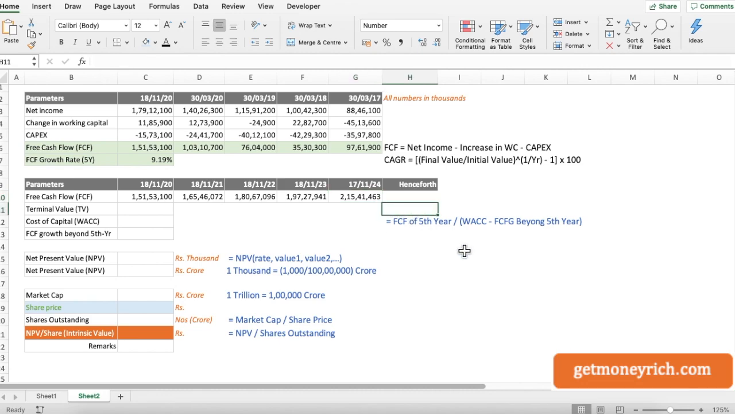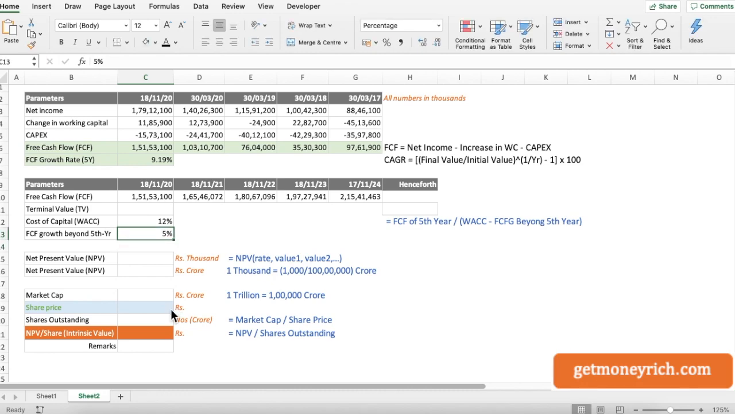There is a formula. This is the formula you have to use. But before we use this formula, we need these two numbers. This is the weighted average cost of capital. Because we are doing a quick calculation, let's assume a safe number for the weighted average cost of capital. Let's assume 12%. And at what rate are we assuming the free cash flow to grow beyond the 5th year? Let's put it at 5.